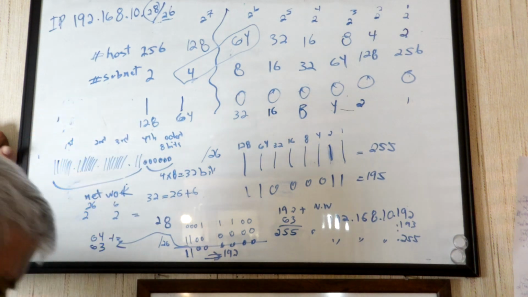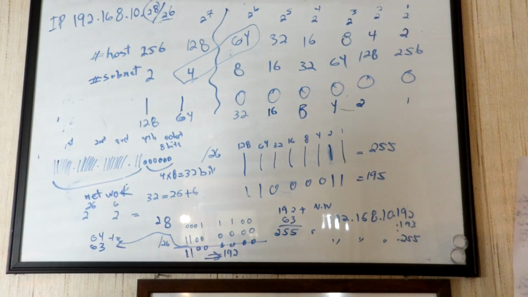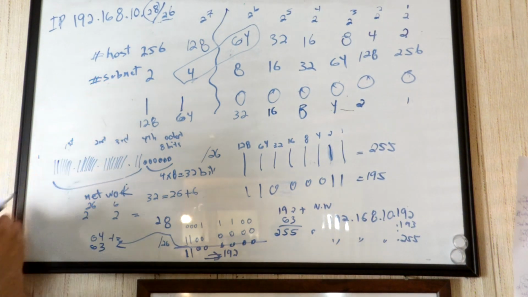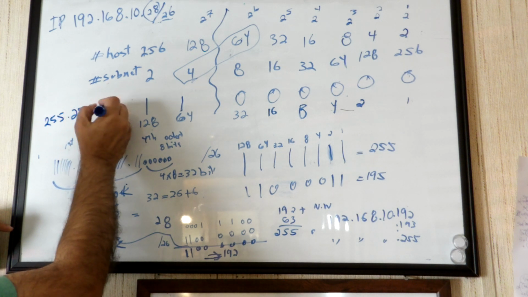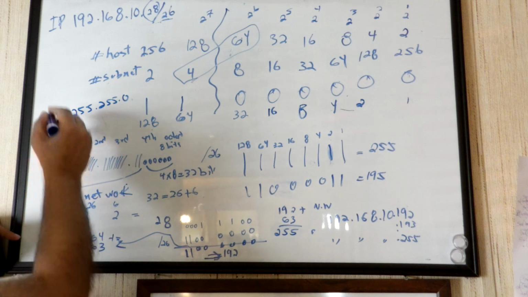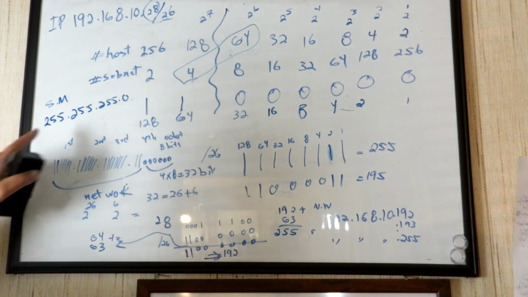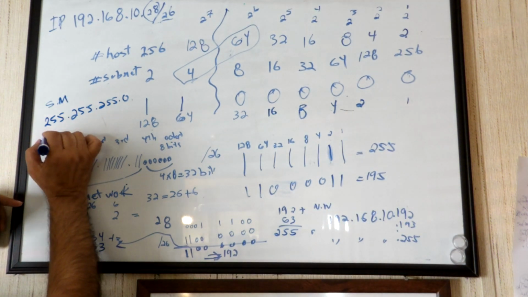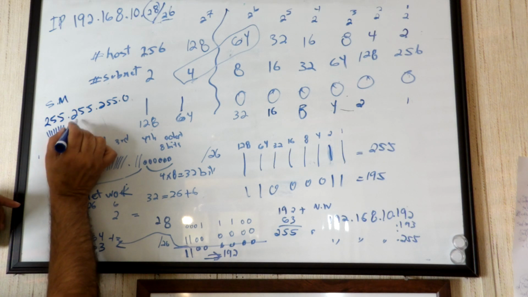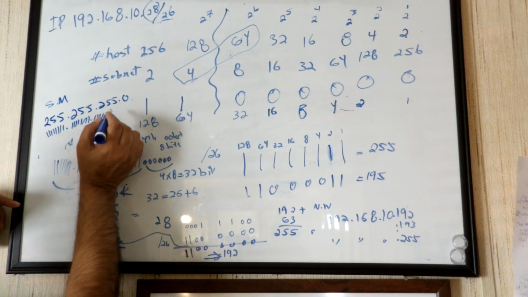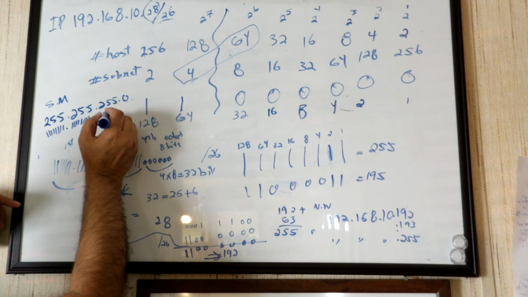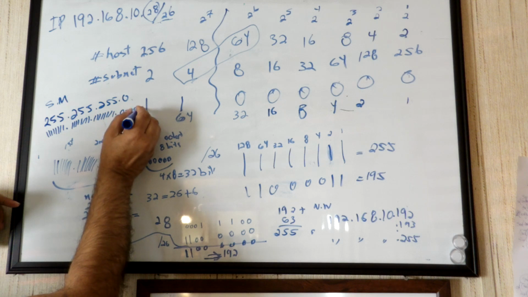We know that here we have 255.255.255.0 for class C, the subnet mask. What does that mean? 255 is just 8 ones, and then 8 ones here, 8 ones again, and this is 0, 0, 0, 0, 0, 0, 0, 0.